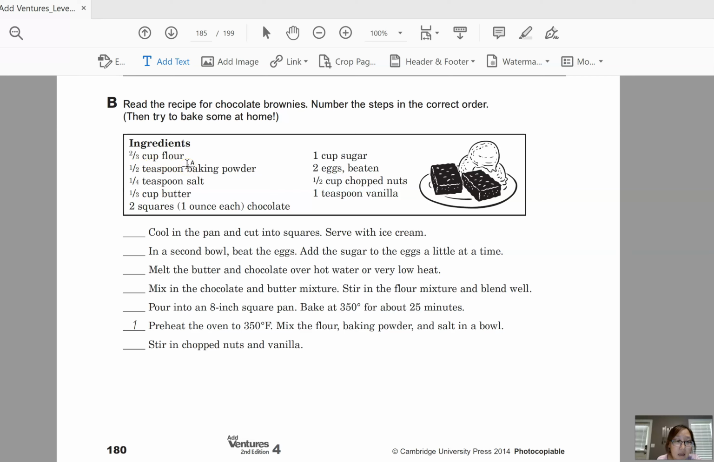Okay, and then you can see 1/2 teaspoon of baking powder, 1/4 teaspoon of salt, 1/3 cup of butter, 2 squares or 1 ounce each of chocolate, 1 cup of sugar, 2 eggs beaten, okay, 1/2 cup of chopped nuts, and 1 teaspoon of vanilla. Okay, so take some time to put the instructions or steps in the correct order, and you can pause the video and continue when you're finished.